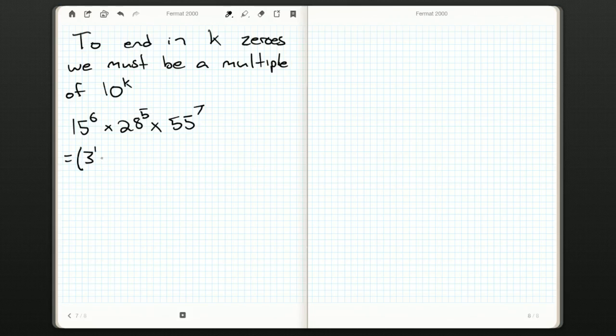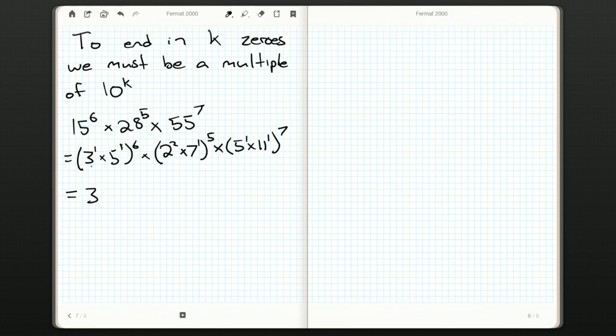Well, 15 is 3 to the power of 1 times 5 to the power of 1. We don't forget our raising to the power of 6. 28 is 2 squared times 7 to the power of 1. And 55 is 5 to the power of 1 times 11 to the power of 1, all raised to the power of 7. Now, if we have exponents outside the bracket, then it comes in equally, we bring it in and it becomes multiplication.